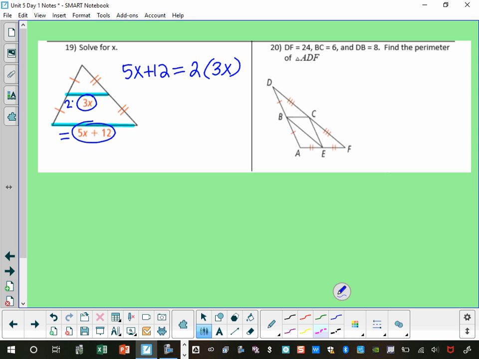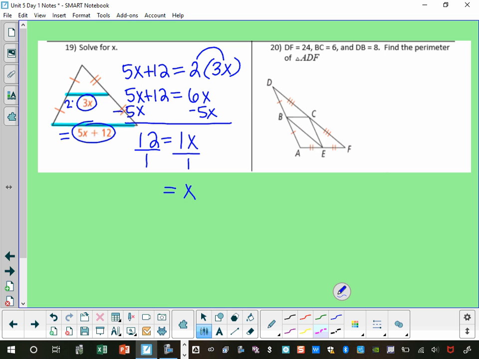All right, if I want to solve, I have 5x plus 12, which equals 2 times 3x, which is 6x. How do I solve for x? Subtract 5x. And I'm left with 12 is equal to 1x. Now what? Divide by 1. So x is equal to 12. Does that make sense what we're doing there, guys? Your short mid-segment and your long mid-segment?